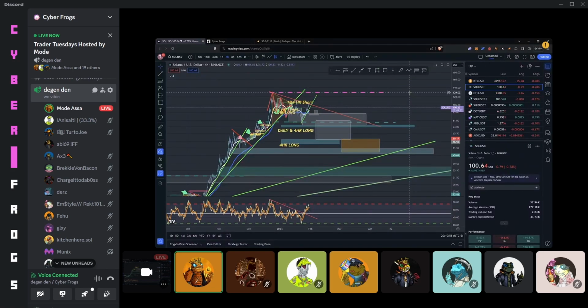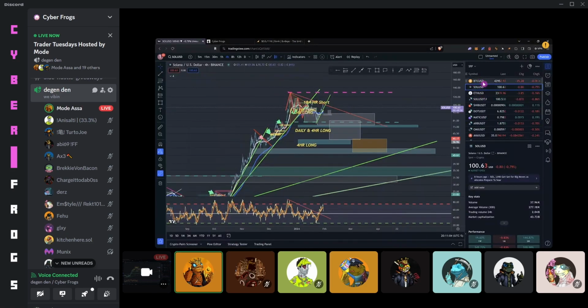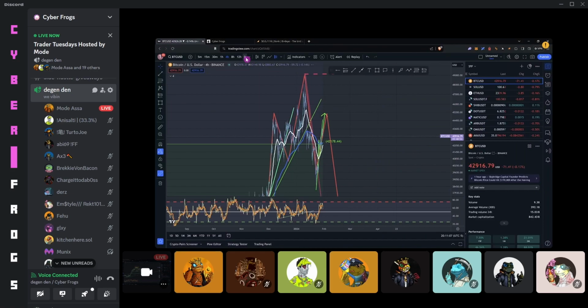Solana is one of the most manipulated assets, and Bitcoin. Let's just look at a daily chart.